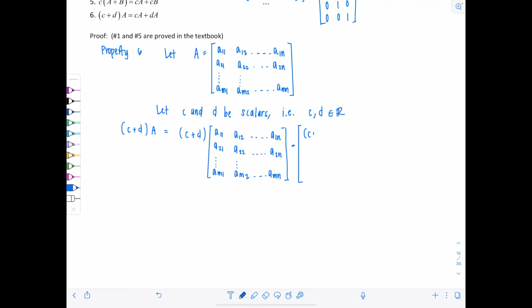You're going to have C plus D times the first entry, A11. Then you would have C plus D times the next entry, A21, all the way down to C plus D times AM1. Usually I do write out the first two columns, and then you can put dot, dot, dot, and then the first two rows usually. This would be A22, C plus D, right? That scalar gets multiplied by every entry in the matrix.